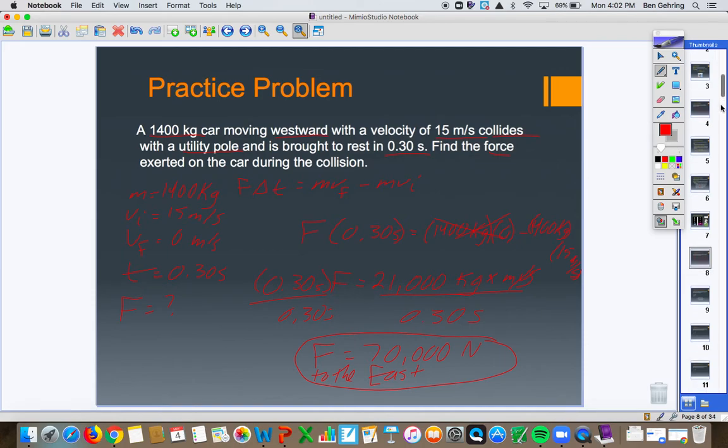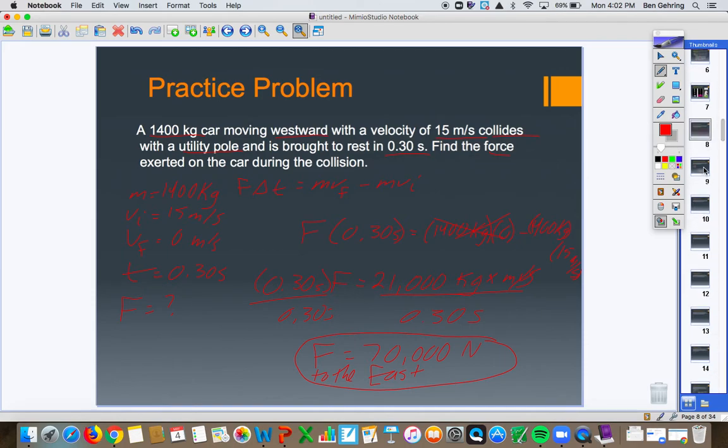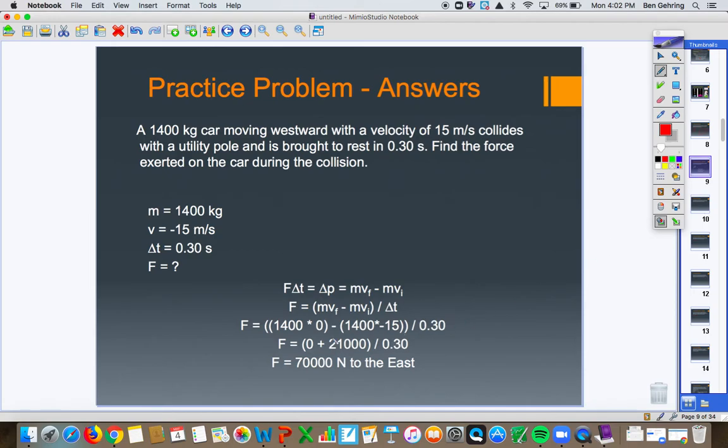Alright, continuing on. So this is our example. Here's a different way to look at it. Seeing it this way makes better sense. We still get 70,000 newtons to the east as our answer.